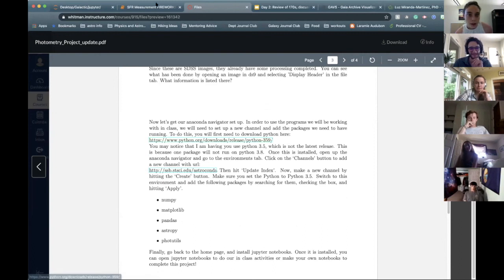Once you do get it working, I'm going to stop my share just for a second so I can share a different screen. I'm just going to do this.